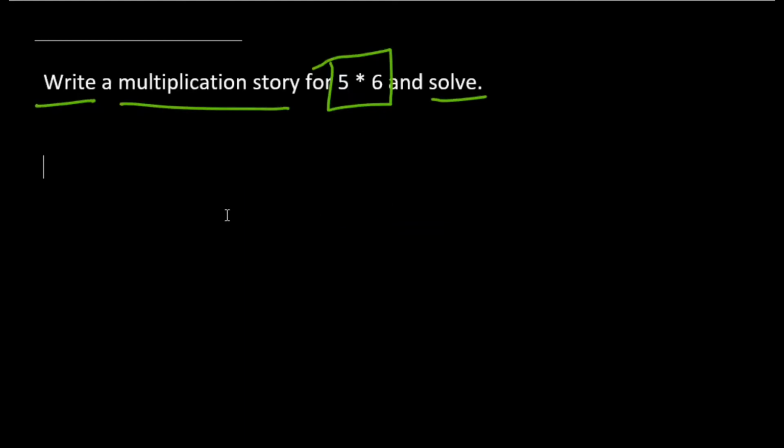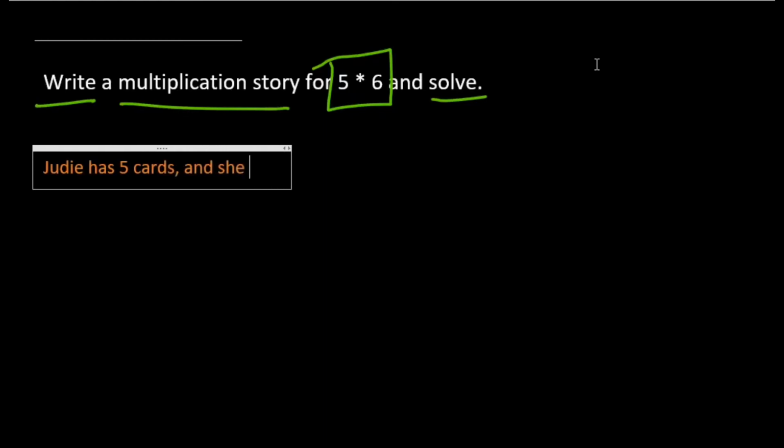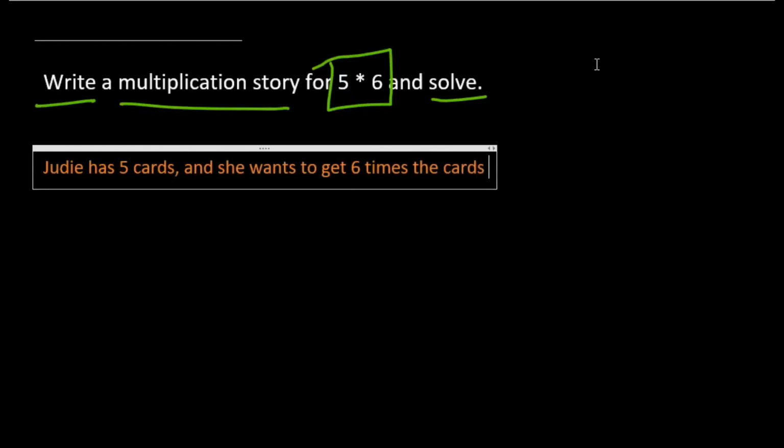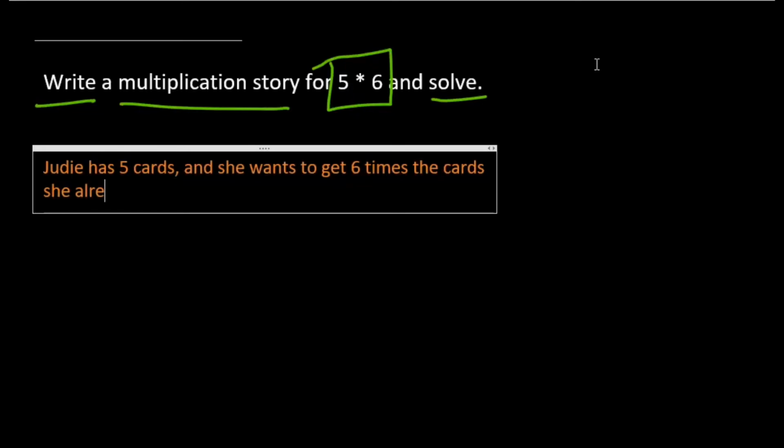Again, I'm going to type it instead of write it because it's much easier to understand. So let's say something like Judy has 5 cards, and she wants to get 6 times the cards she already has. How many cards would she have in total?